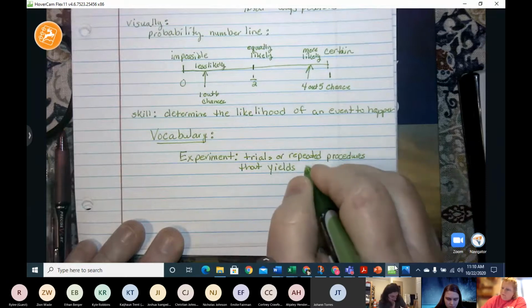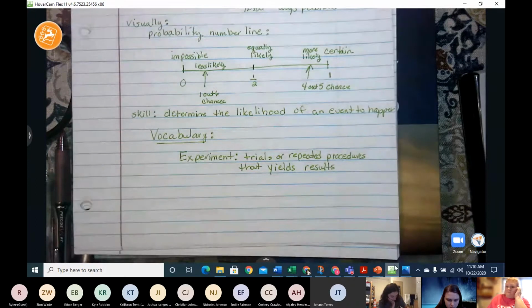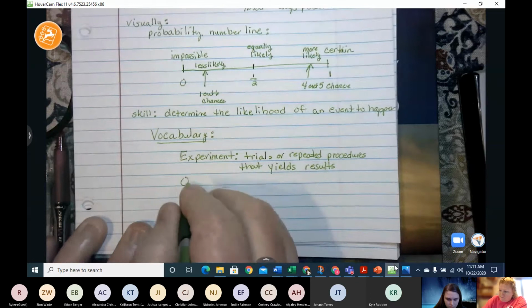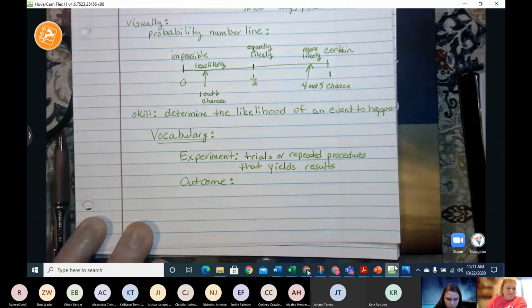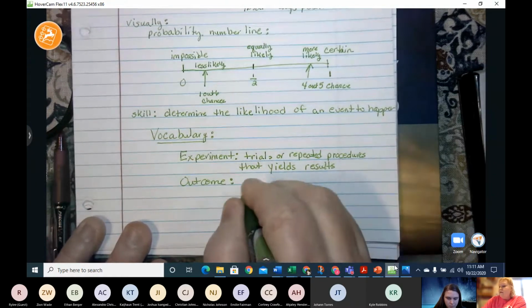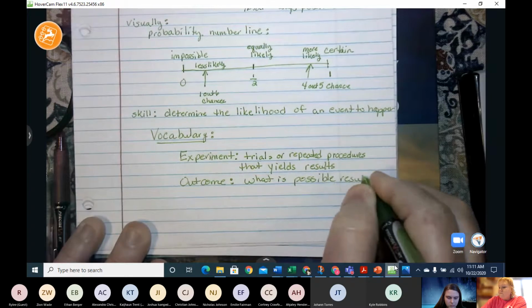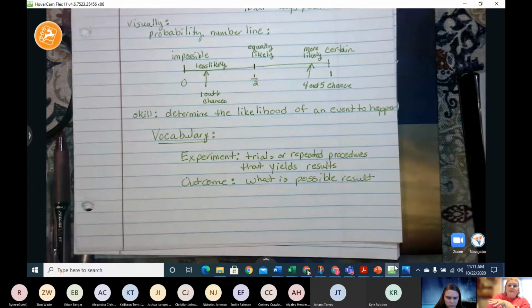That yield some kind of results. It might be as simple as tossing a coin. It might be a drug company performing experiments on volunteers to test a medicine, but it is some type of an experiment. The outcome would be, what is the possible result? If it was tossing the coin, the result would be it's either heads or it's tails. If it's that drug company, it's either success, the drug worked, or it's fail, the drug didn't work.